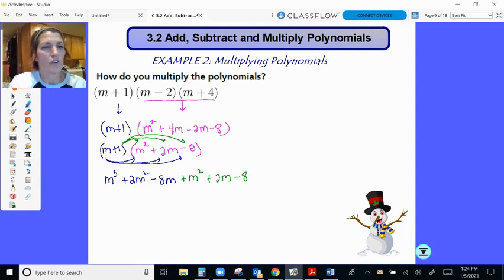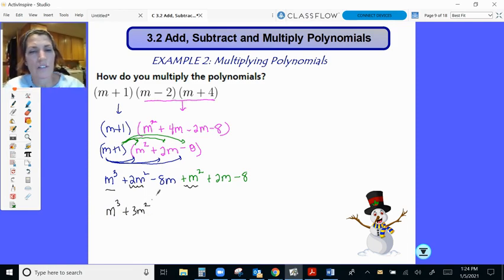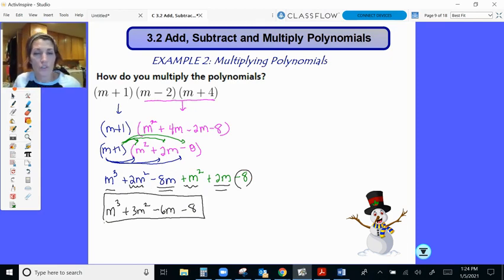Then I just have to go through and combine all my like terms. So I have a singular m cubed. I have an m squared and a 2m squared, leaving me with a 3m squared. And I have a negative 8m and a positive 2m, which gives me a negative 6m. And then last but not least is my negative 8 hanging on at the end, leaving me with m cubed plus 3m squared minus 6m minus 8.